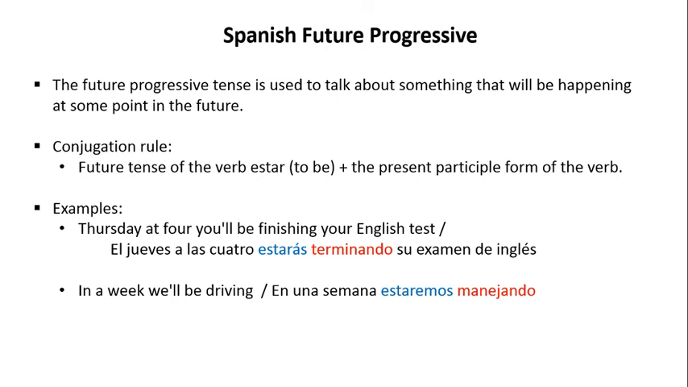Now this slide, I'll speak to the Spanish future progressive. The future progressive tense is used to talk about something that will be happening at some point in the future. The conjugation rule is, use the future tense of the verb estar plus the present participle form of the verb. Examples are, Thursday at 4, you'll be finishing your English test. El jueves a las 4 estarás terminado su examen de inglés. In a week, we'll be driving. En una semana estaremos manejando.